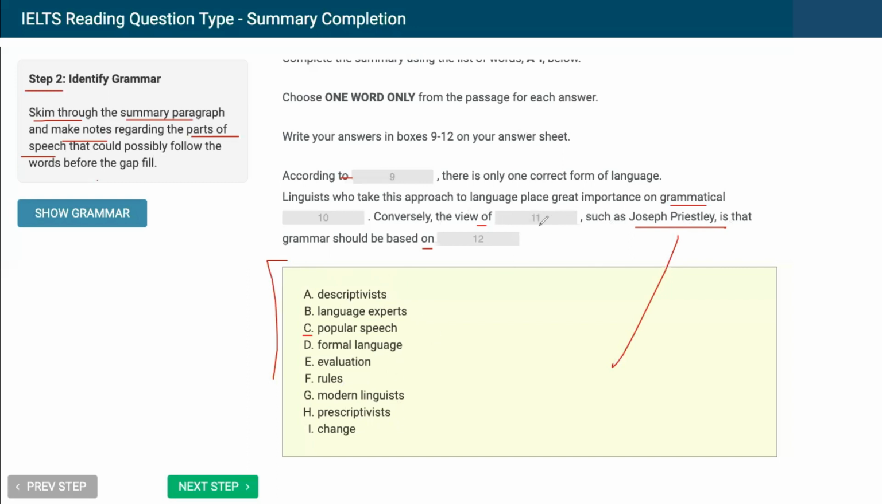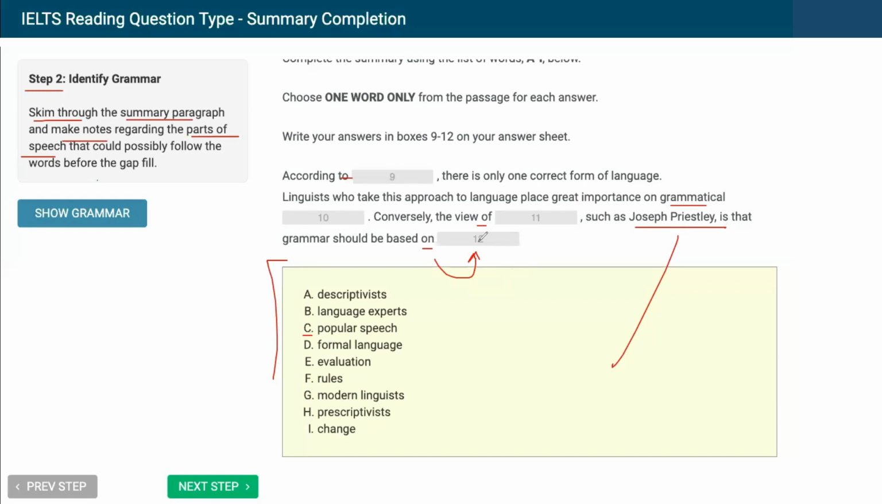So that's why number 11 is probably a group. And number 12 is also a noun, most likely a subject or a thing. It could also be a person, but I would say it's more of a subject because we have a person here. And he says that grammar should be based on something. So I would say 12 is more of a subject or a thing, even though all of these options technically in theory would also make sense here.